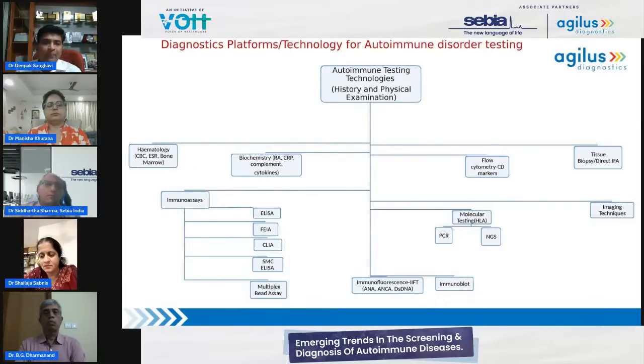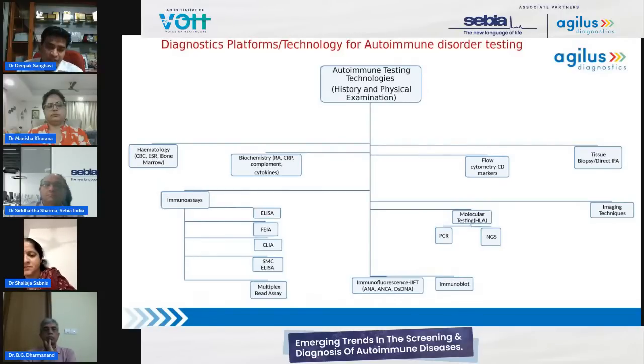Now I will come to the laboratory's role in autoimmune diagnostics. We are talking about autoimmune testing technologies, and what all is available. History and physical examination help to find out which platform and which test is needed for which specific autoimmune disorder. As a laboratory, we have multiple sections. We have common screening tests like CBC and ESR. Then we come to bone marrow for the diagnosis of ITP. In biochemistry platforms, there are tests like RA and CRP, which are commonly prescribed. There are complement C3, C4, and cytokine testing, which is also required.